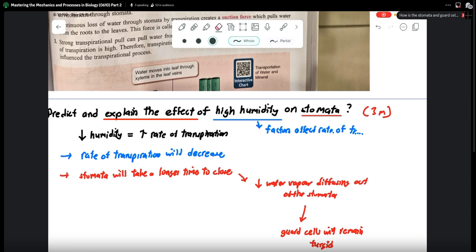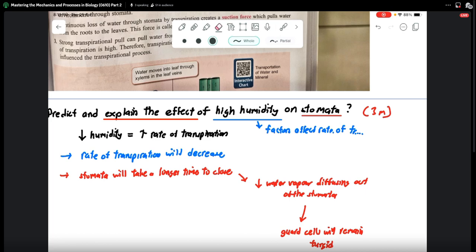How are the stomata and guard cells when there is high humidity outside? It depends on, okay, when there's high humidity, right? It means that they will prevent water from escaping. They will try to prevent the water escaping, something like that. Because this is one of the factors that affect transpiration. Factors affecting transpiration.